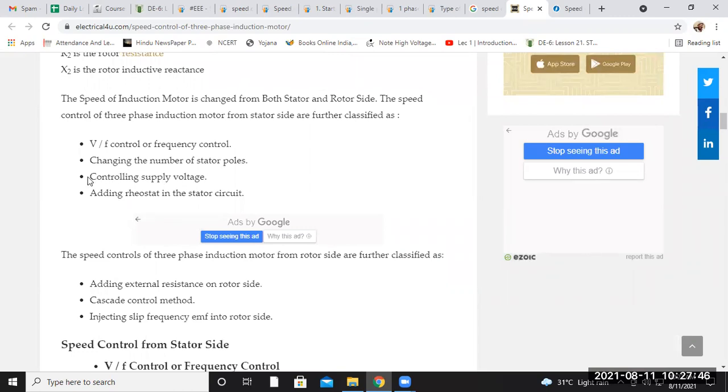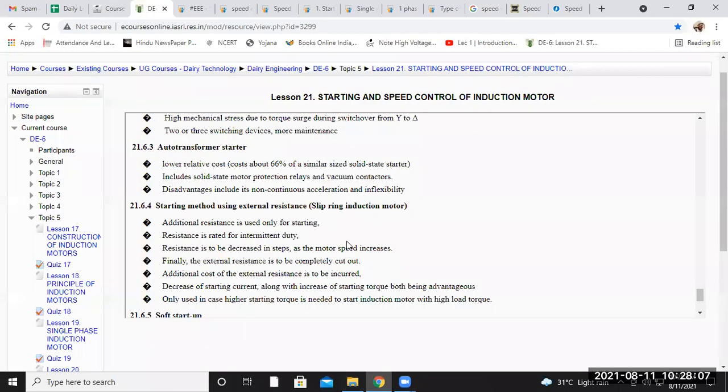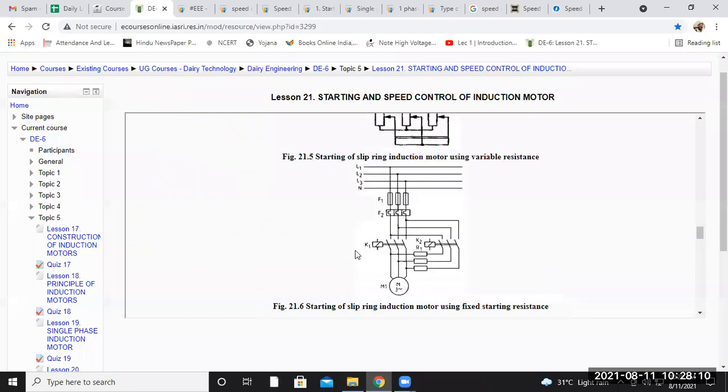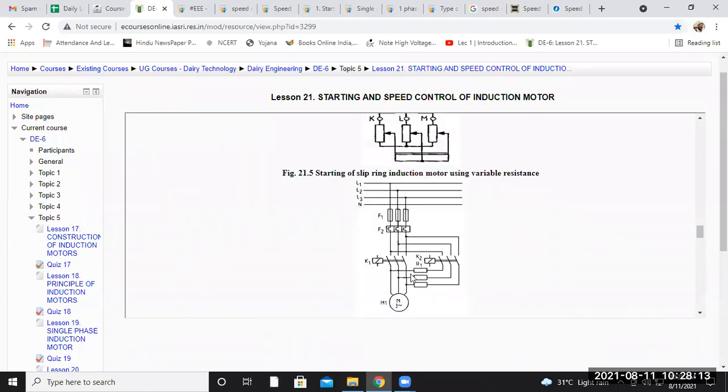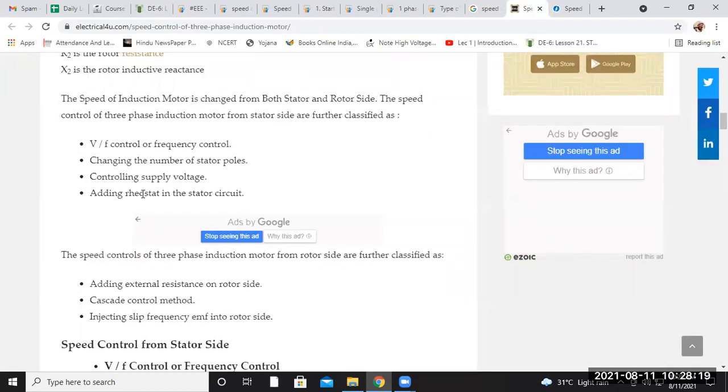Then controlling the supply voltage, that means if you provide a high value of voltage, the speed will increase. If you decrease the supply voltage to the stator part, the speed will decrease, that means directly proportional. The last one is adding a rheostat in the stator circuit. As in the starting condition, we have dealt with the slip ring induction motor, this is the rheostat part. Similar things occur for this last topic, adding a rheostat in the stator circuit. Rheostat means adding series resistance in the stator circuit.